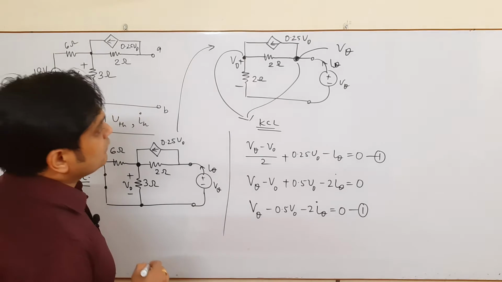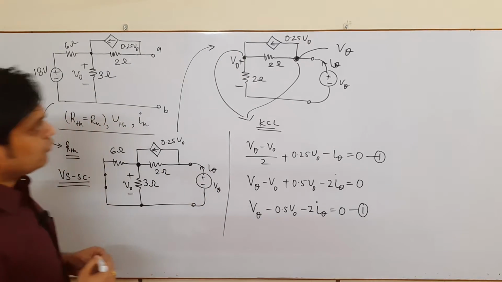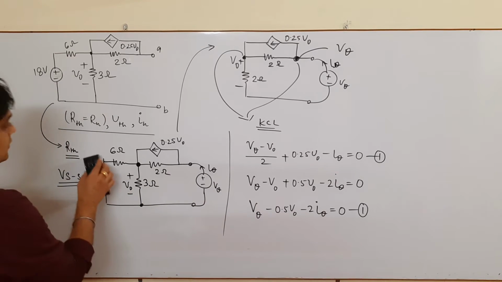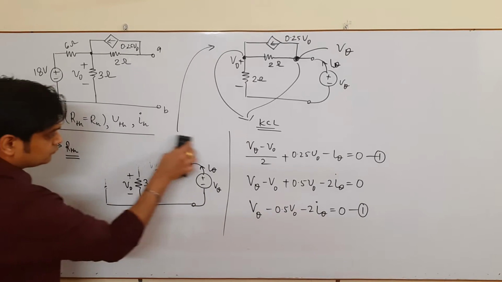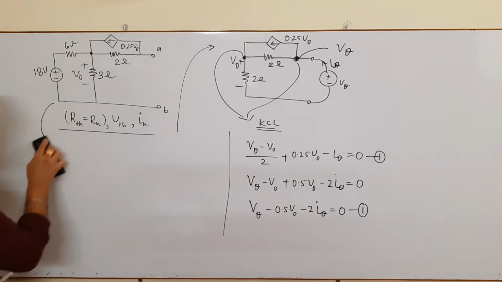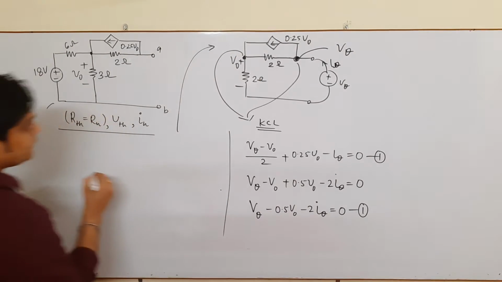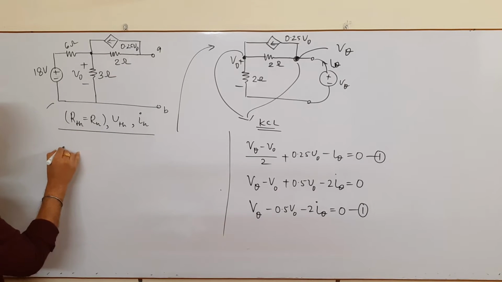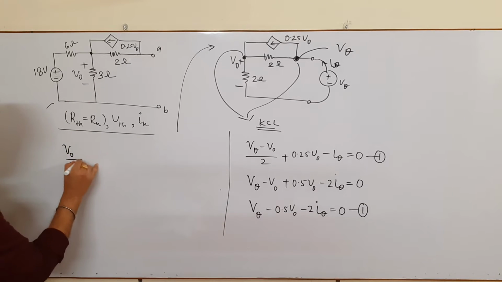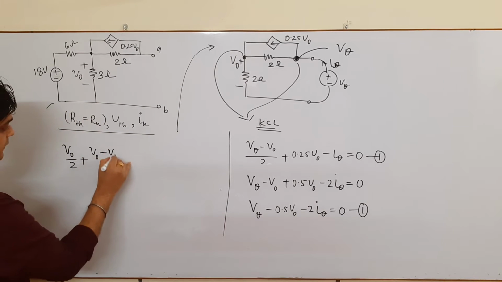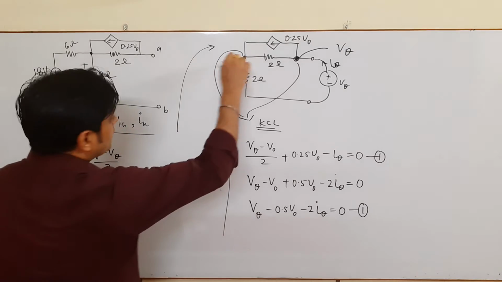Now I am applying our analysis on node V naught, so we will see what it is. Applying on this node V naught, it comes to be V naught upon 2, the current flowing here, plus (V naught minus V theta) upon 2, the current flowing here.